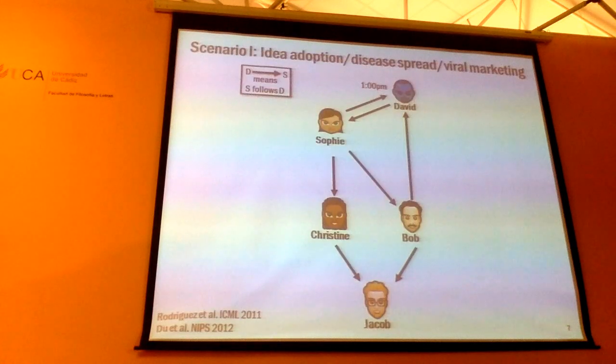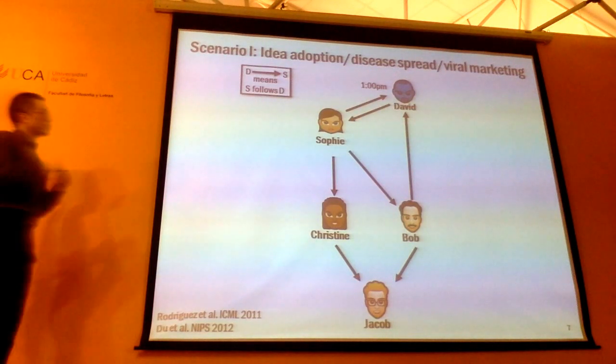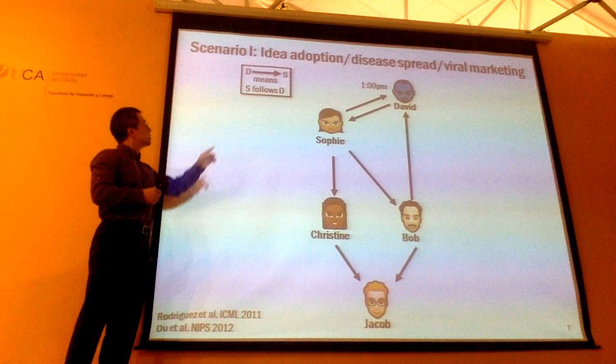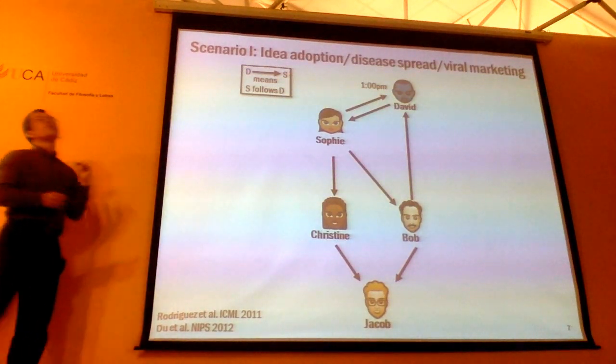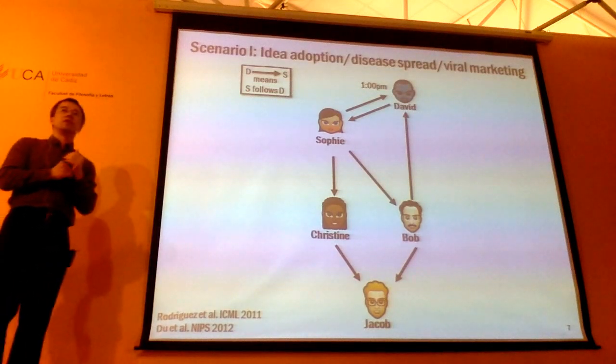So the first scenario I'm going to talk about is information diffusion, or idea spread, or idea adoption. It can also be applied almost directly to disease spread among people and the viral marketing setting. In this setting, you again have a hypothetical social network, and the direction of the arrows points toward the flow of information. If I have an edge pointing from D to S, David to S, that means S follows David, and the information is going to flow from David to S.